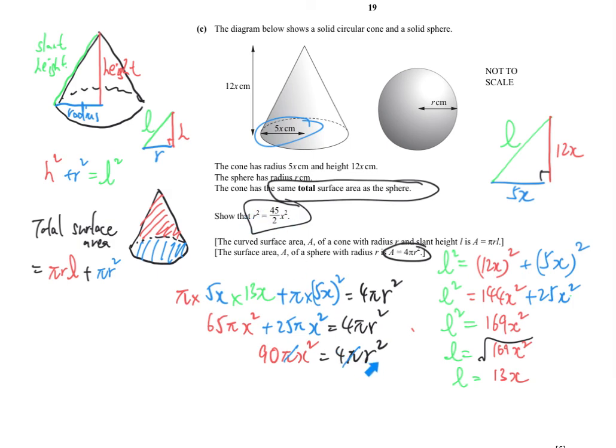So let R squared be on the right hand side alone, so we move the 4. We'll have 90x squared divided by 4 equal to R squared. So let's rearrange it. R squared equals, for 90 over 4, you can get 45 over 2, and then we put the x squared on here. So that's it. We just showed that. The end.